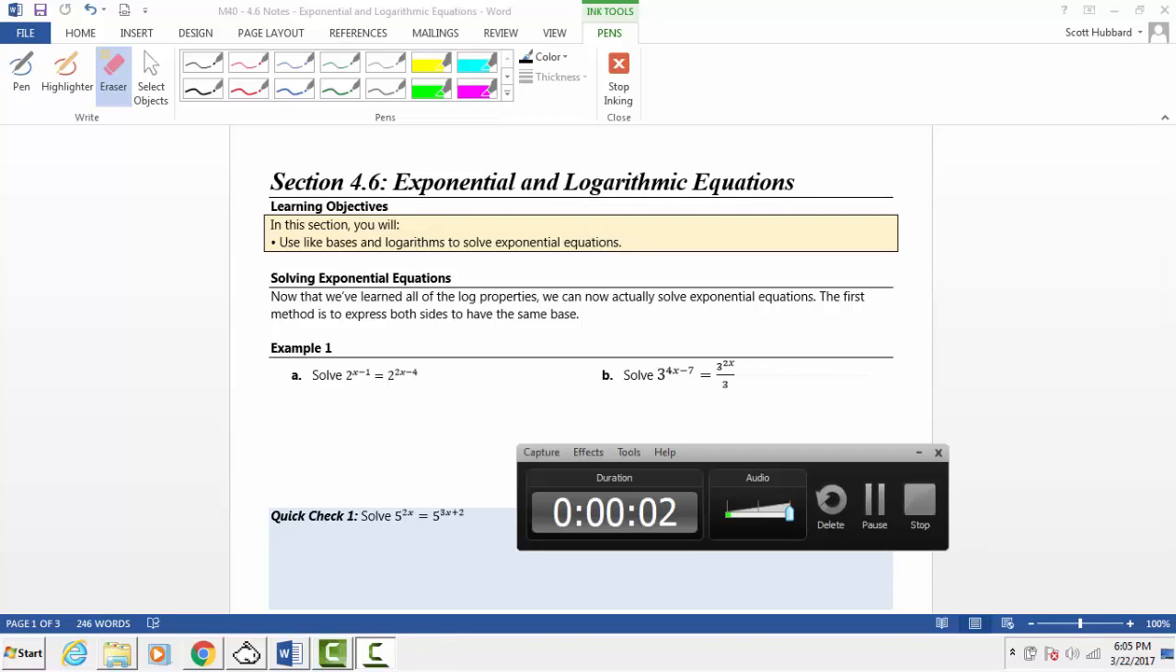Okay, hi class. So right now we're going to be doing section 4.6 about exponential log equations. So let's go ahead and take a look.